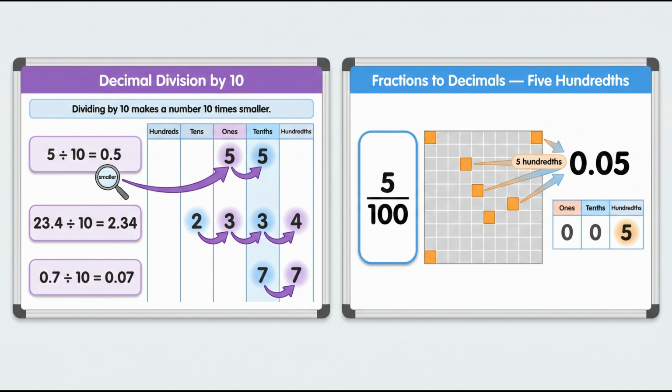Fractions to decimals, 5/100ths. A fraction with denominator 100 can be written directly as hundredths. 5/100 means 5/100ths. Hundredths are written in the second place after the decimal point. There are no whole units, so write 0 before the decimal point. There are no tenths, so write 0 in the tenths place. Then write 5 in the hundredths place. So, 5/100 equals 0.05.